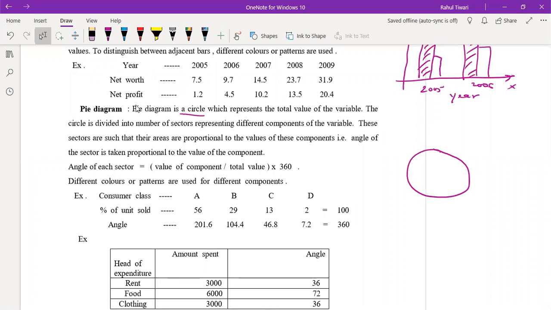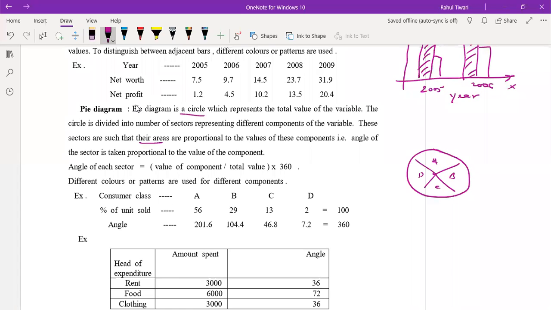The total value is given to you. The total angle becomes 360, and the circle is divided into a number of sectors. These sectors are such that their area is proportional to the value of the component. Let's say this is A, this is B, this is C, this is D, according to the values. And the angle of a sector is proportional to the value of the component. The meaning is the same, whether you say the area is proportional to the components or the angle of the sector is proportional to the value of the component.